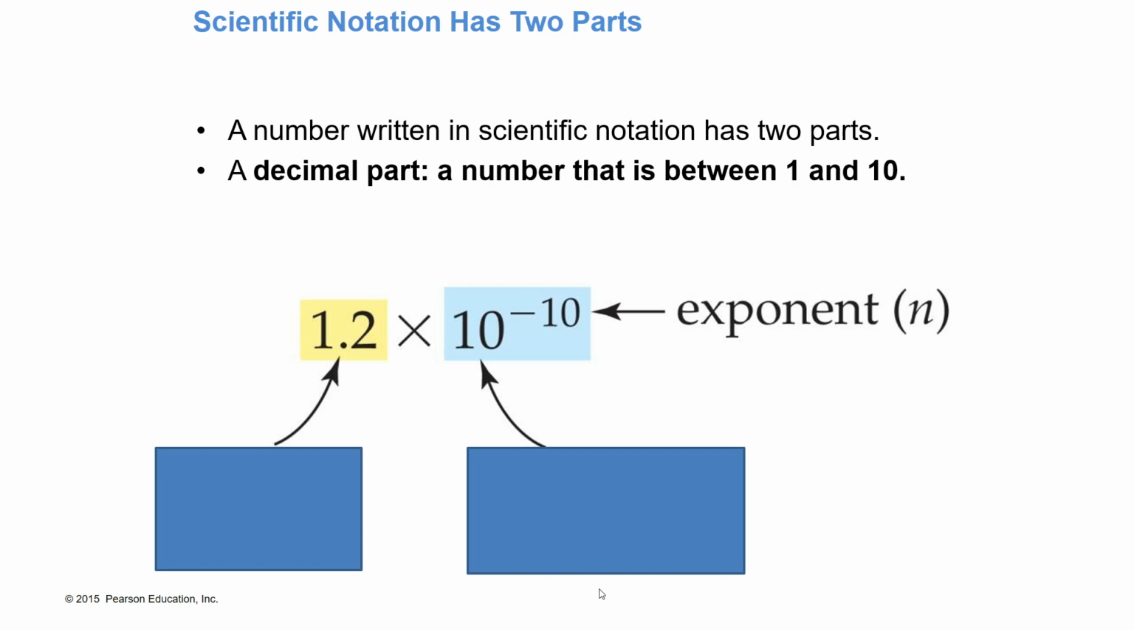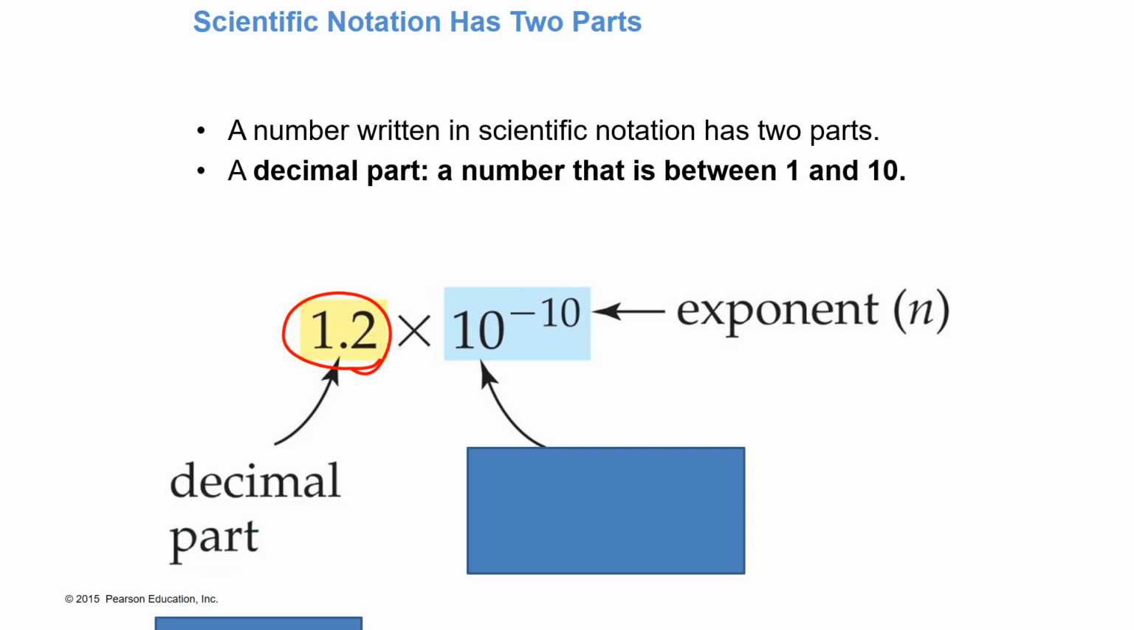You have what we call the decimal part. The decimal part is going to be a number that's between 1 and 10, actually really 1 and 9, because we try to keep scientific notation to the ones place. So notice this one is 1.2. That's our decimal part. That's the part that applies to sig figs.